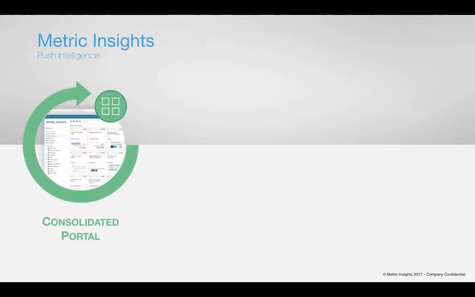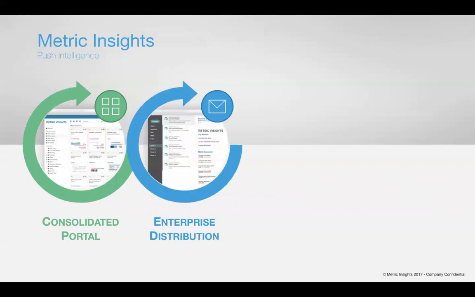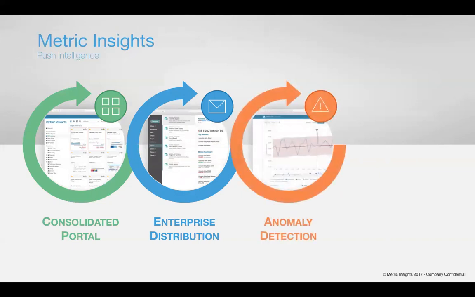The first is make sure that your users have one place to go to access the data that they need. And you'll see this through the concept of our consolidated portal. The second step is making sure that you don't rely on them having to come in there every day to track everything, that you're pushing out the relevant data at the right time to the right user through a distribution method. The third is making sure what you push out is only the things that are relevant at that particular point in time, and we'll touch on anomaly detection and alerting as part of that.